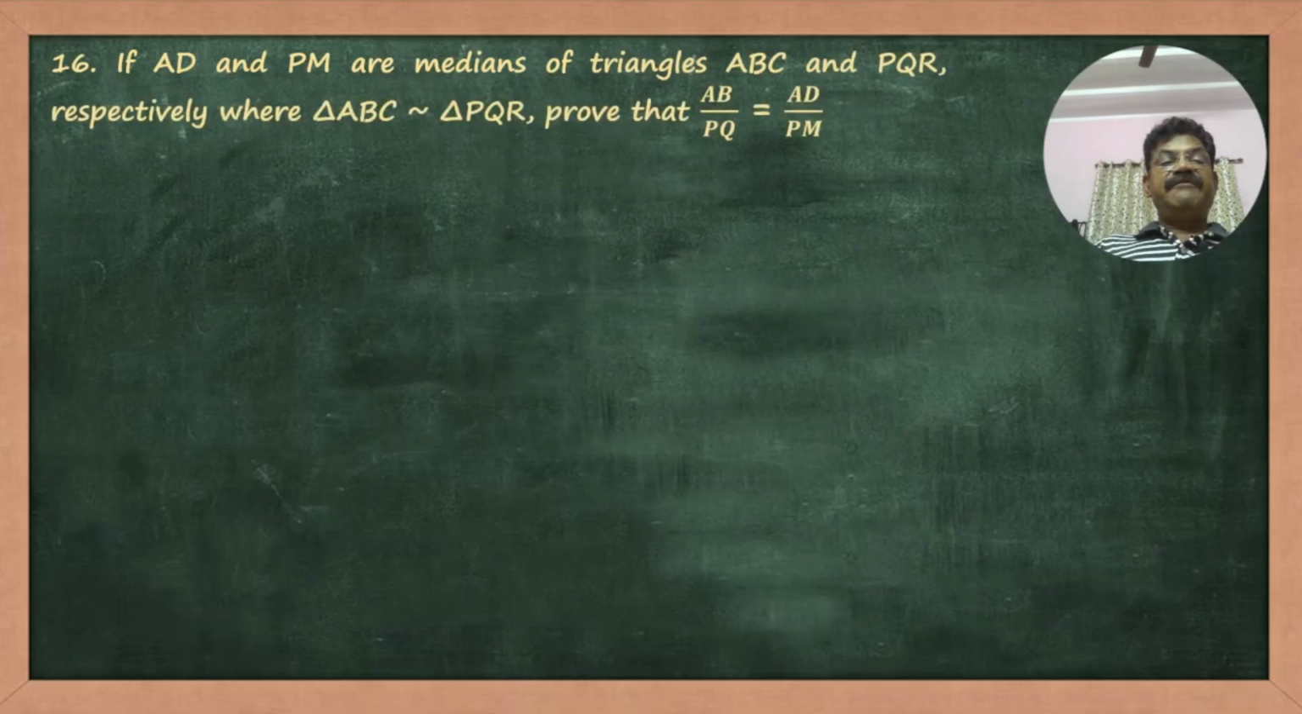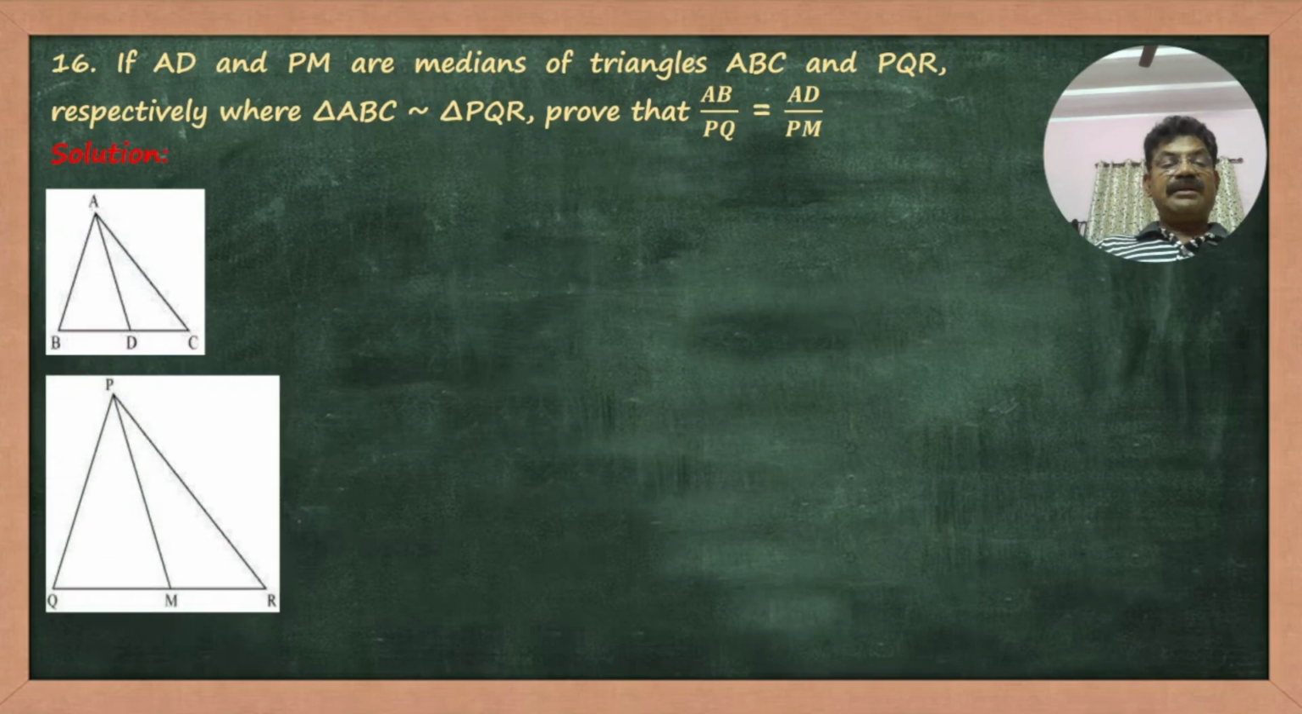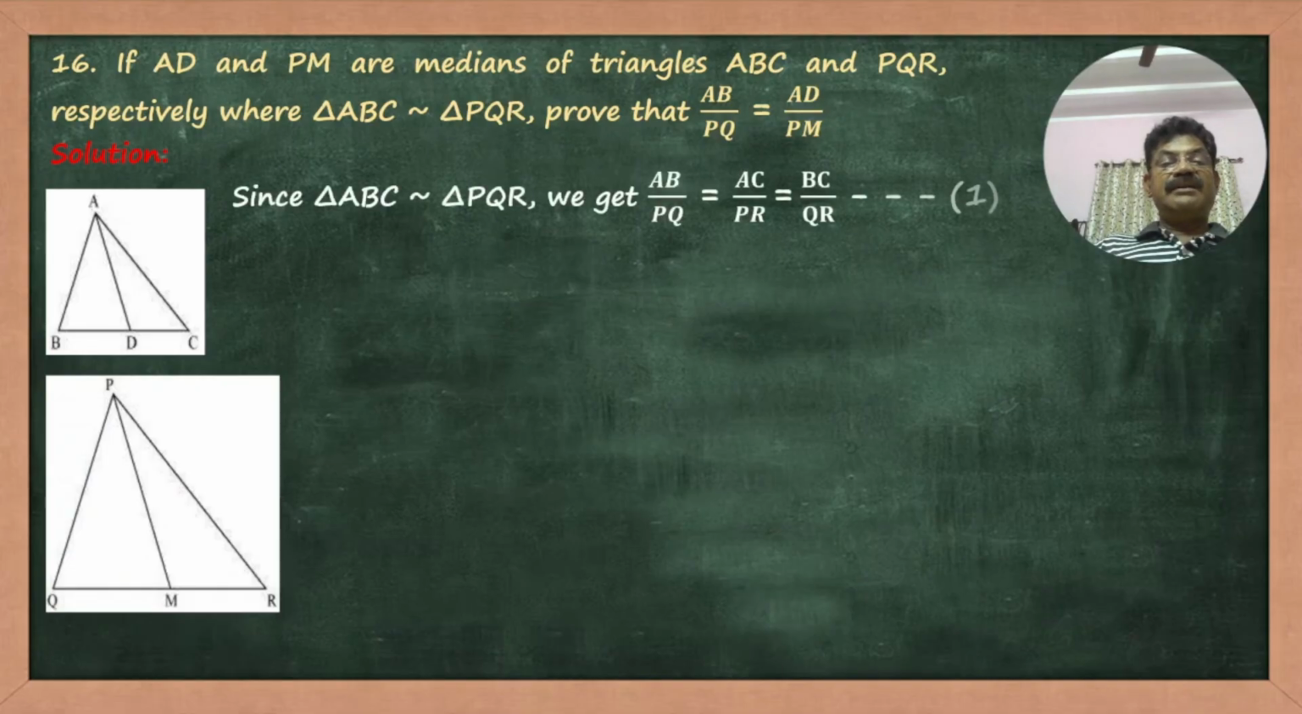16th problem. If AD and PM are medians of triangles ABC and PQR respectively, where triangle ABC is similar to triangle PQR, prove that AB by PQ is equal to AD by PM. Let us see the picture. ABC and AD is the median. PQR is a triangle, PM is the median. Triangle ABC is similar to triangle PQR. Therefore, AB by PQ is equal to AC by PR is equal to BC by QR.